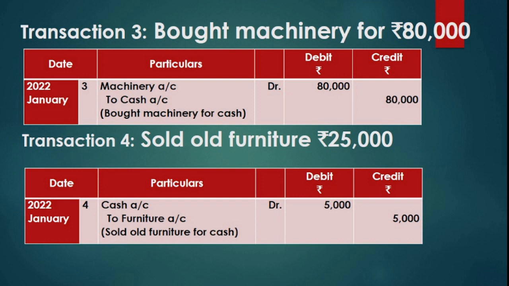Then transaction 4, we have sold old furnitures for rupees 25,000. Two accounts are coming, one is furniture account, another one is cash account, because we have sold furniture and we have received cash. According to the rules of real account, debit what comes in, cash comes in here because we have sold furniture and the cash comes in, so we have debited cash account. Here we sold furniture, so furniture goes out, so according to the rule, furniture account is credited.